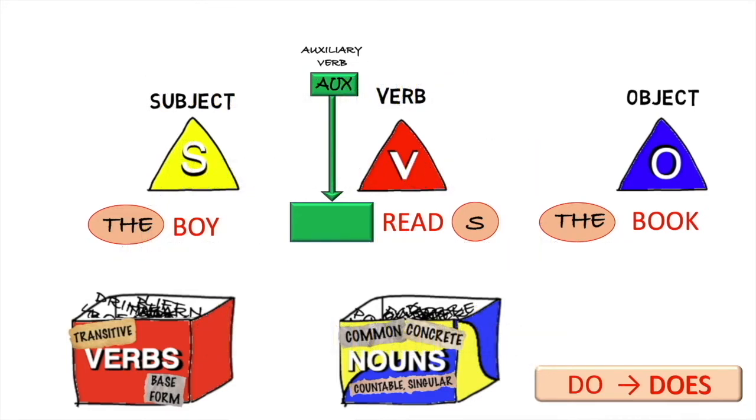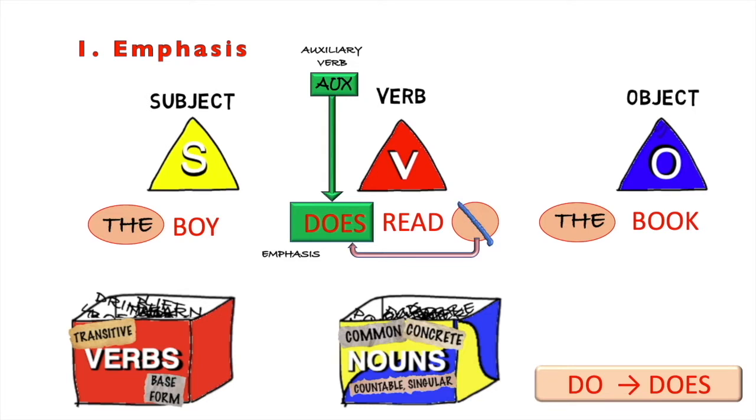Do, as an auxiliary, has three basic functions. The first function is to give emphasis to the verb. Note how the main verb now takes its infinitive or base form, and the S of the main verb moves over into the auxiliary does. This use of the verb do makes the main verb stronger. We typically use it when there's some doubt about whether the main verb is true, and we want to say strongly that it is true. The boy does read the book.